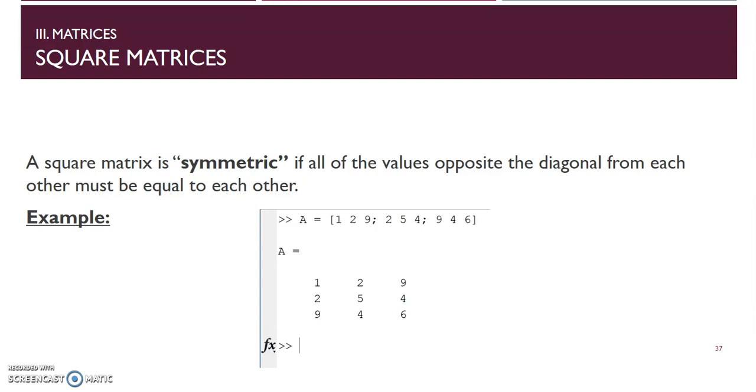As the name suggests, a symmetric matrix is a square matrix which is symmetric around the main diagonal. The example below depicts a symmetric matrix.